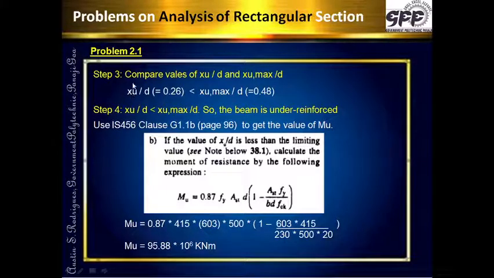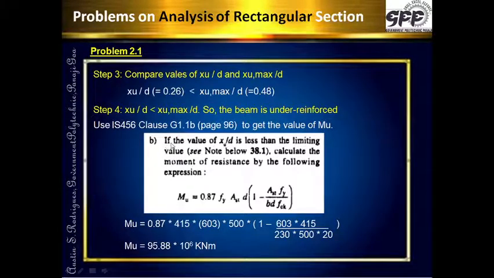Step number 4, after comparing, we get when XU by D is less than XU max by D, the beam is inferred to be underreinforced. We know that the beam is underreinforced. Now if the beam is underreinforced, how do we get the moment? Use IS 456 version 2000, that is the one published in 2000, clause G1.1b, the same page number, to get the value of Mu. So now we are working to get the value of Mu.